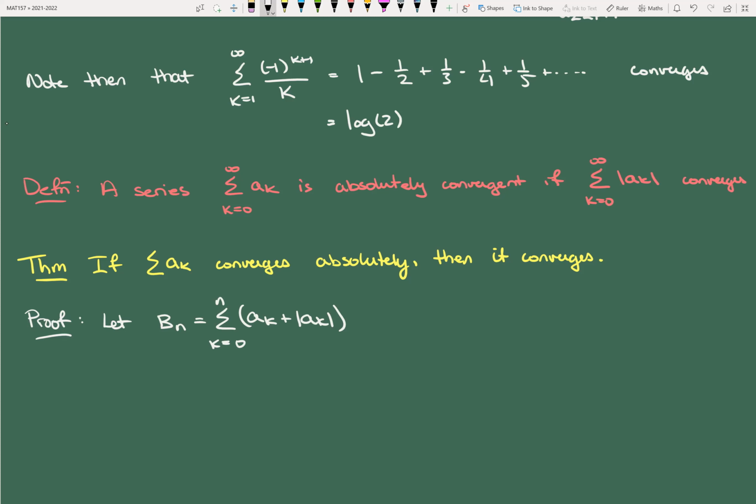Now, this sequence is non-decreasing because a_k plus the absolute value of a_k is always greater than or equal to 0. And so in fact, it is equal to 0 if a_k is negative, and if a_k is positive, it's 2 times itself.